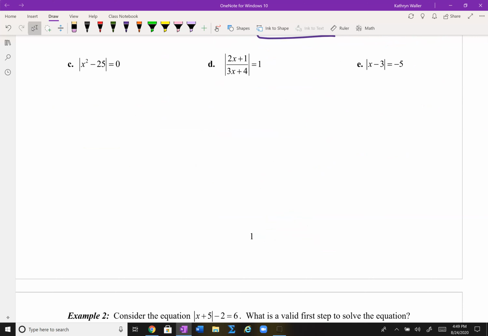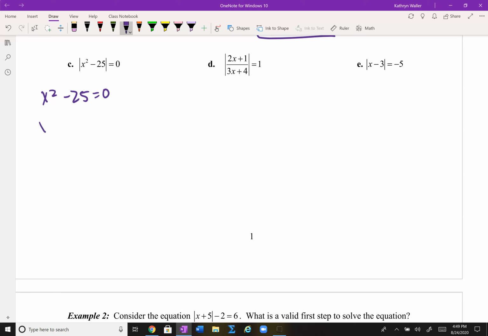Question C, step 1, get the absolute value alone. It already is. There's nothing over there. Step number 2, split it in 2. So x squared minus 25 equals 0. Normally we'd say x squared minus 25 equals negative 0, but that doesn't make sense. So there's actually only one equation.